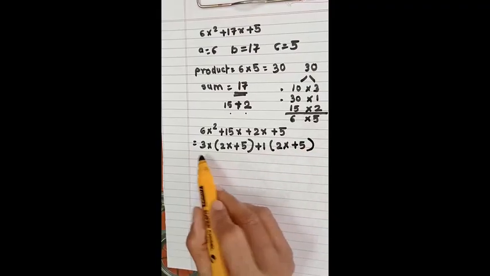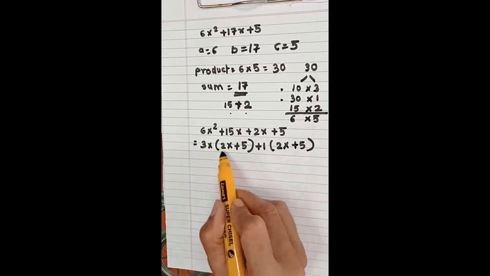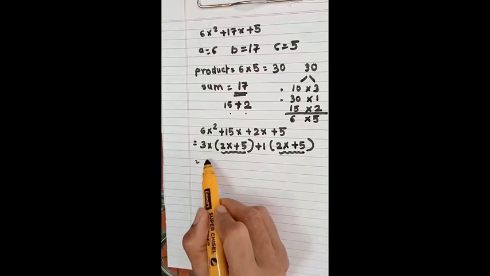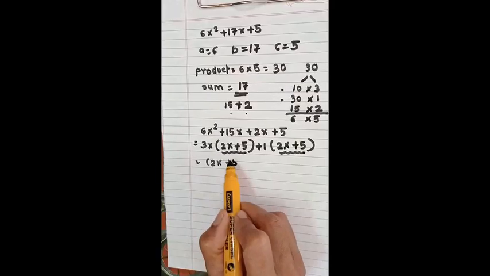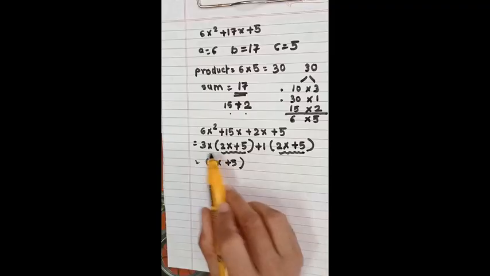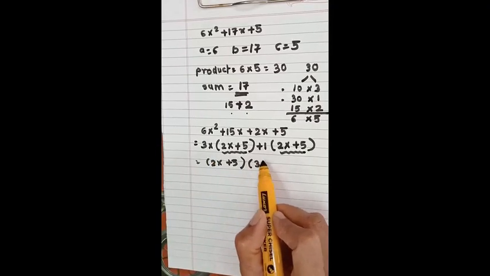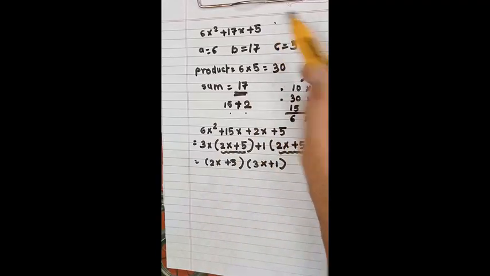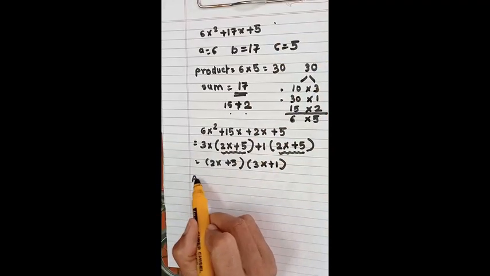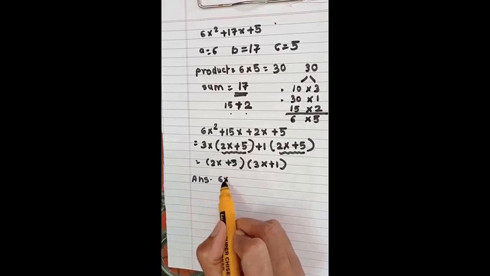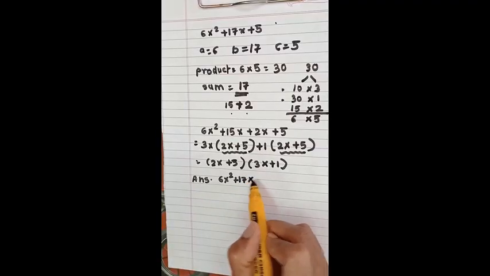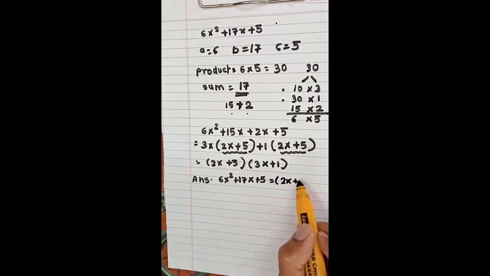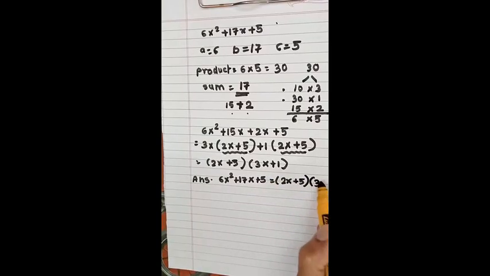Now in this whole equation I get this bracket common. So I will take this common bracket outside, 2x plus 5, and I will get the second factor as 3x plus 1. So these are the two factors of this equation. So the answer will be: 6x square plus 17x plus 5 equal to 2x plus 5 and 3x plus 1.